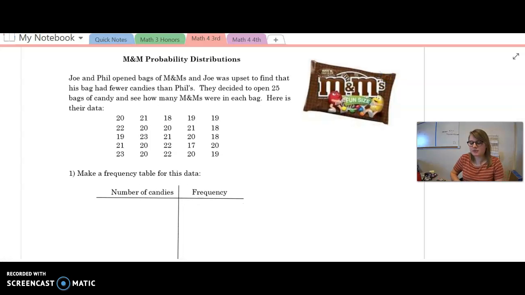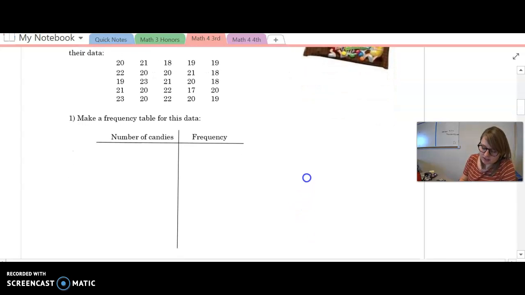So we have a bag of M&Ms from Joe and Phil, and Joe was upset to find that his bag had fewer candies than Phil. They decided to open 25 bags of candy and see how many M&Ms were in each bag. Here's our data. So we're going to make a frequency table.